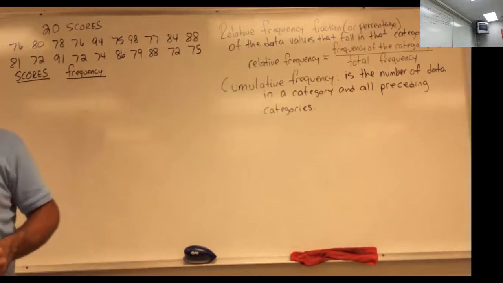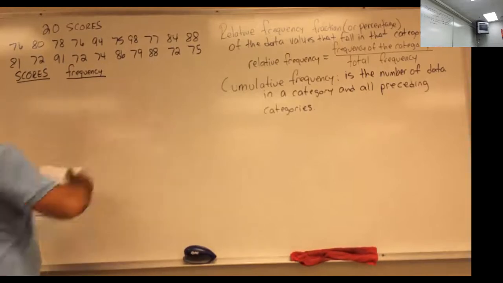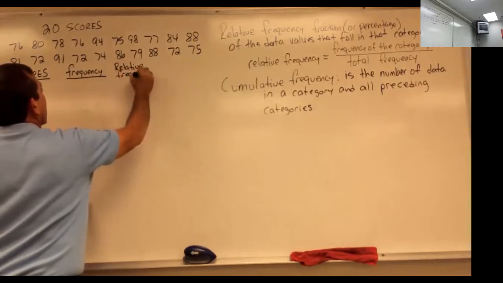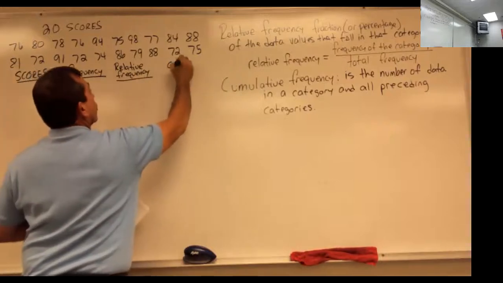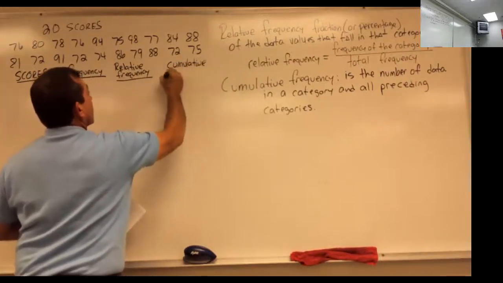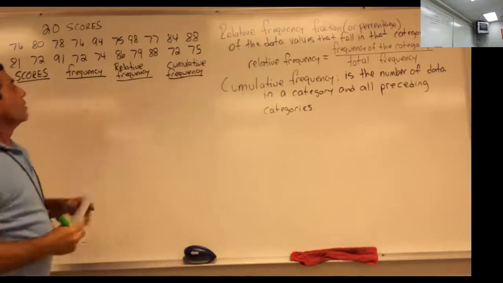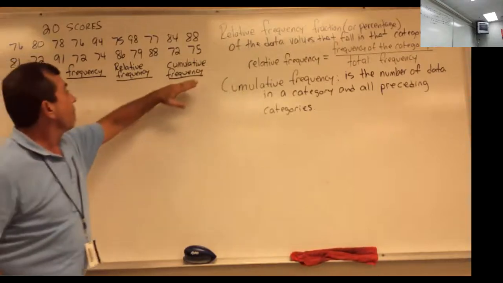We'll figure out the relative frequency. Basically, we'll turn these frequencies into percents, okay? So that'll be my relative frequency. And then we're going to figure out the cumulative frequency. So when we're done, relative frequency, all those should add up to 100%.